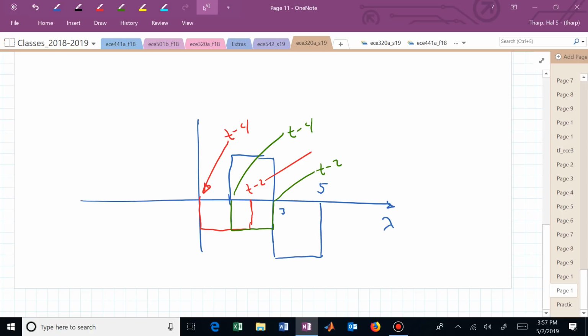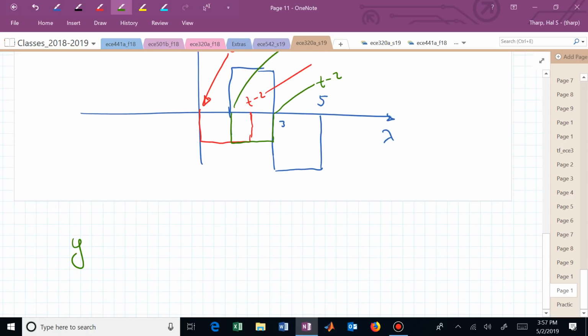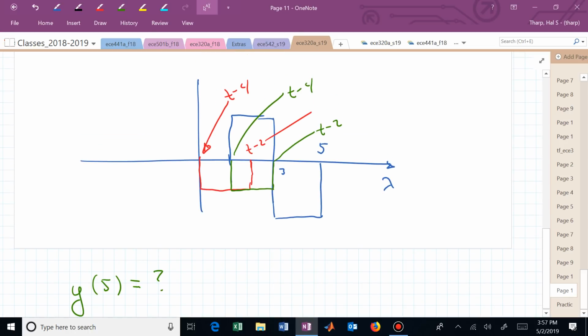I think one of the questions was, suppose we wanted to say what is y of 5? Well, this green is now the particular pattern we have when t is equal to 5. So this is now with t equal to 5. This is now equal to 3, and this endpoint is equal to 1. Do you see that?